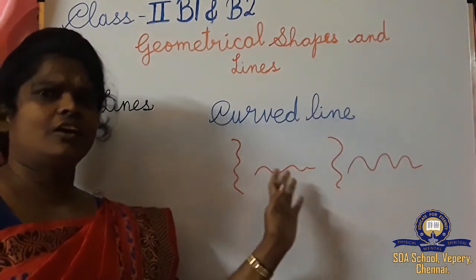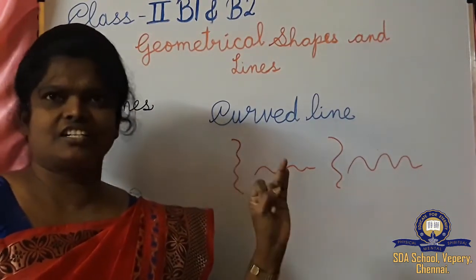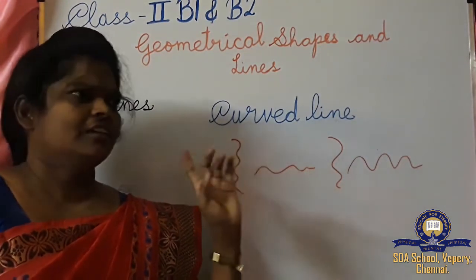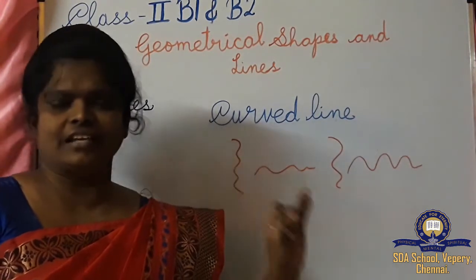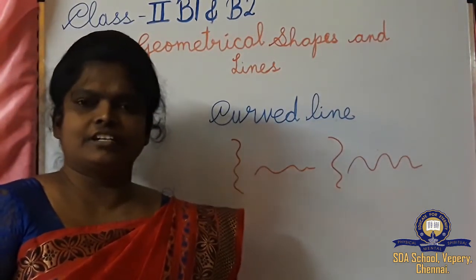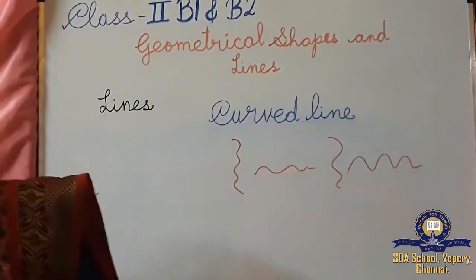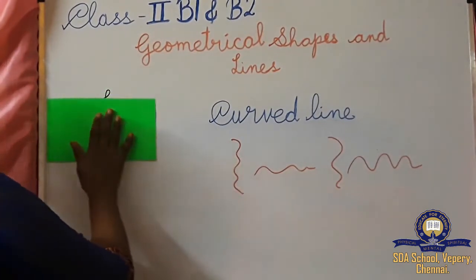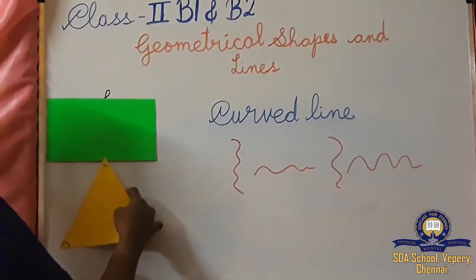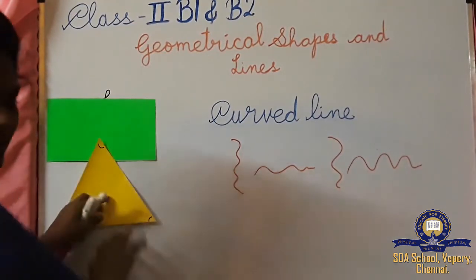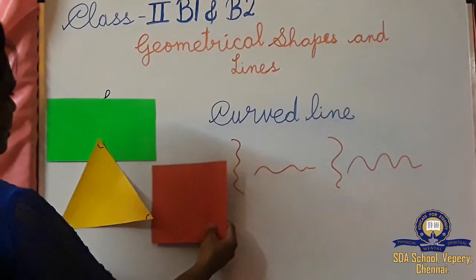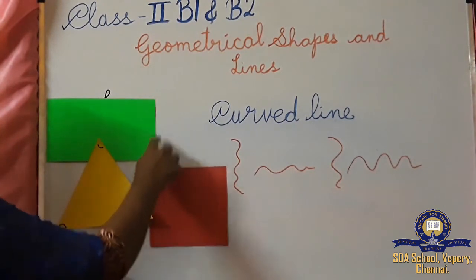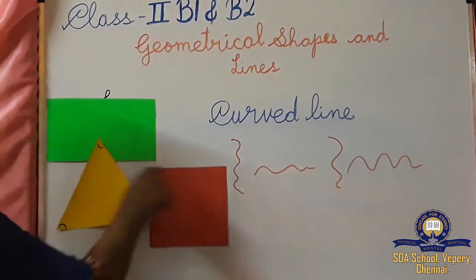So now we are seeing all four lines: horizontal line, vertical line, slanting line and curved line. Now with the horizontal line, vertical line and slanting line, we can draw shapes like rectangle, triangle and square. For these shapes we are using the horizontal, slanting and vertical lines.